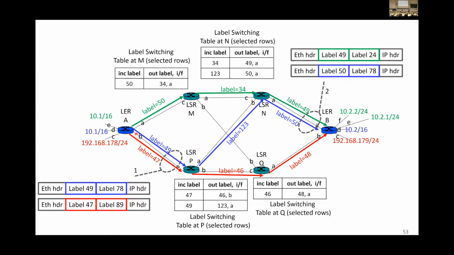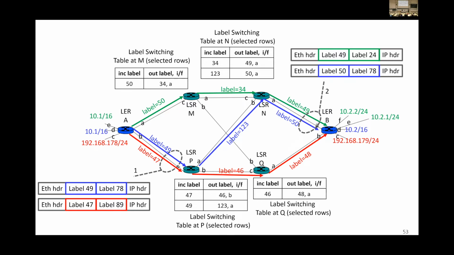In order for this to work, the provider will set up an LSP to interconnect the green sites, for example, the green LSP, and the decision of the provider is to follow this path here. So we will see here how the tables are set up accordingly. At this LSR-M, the first one on the path, there will be a label that says whatever comes on label 50 should go out with label 34 on output port A.